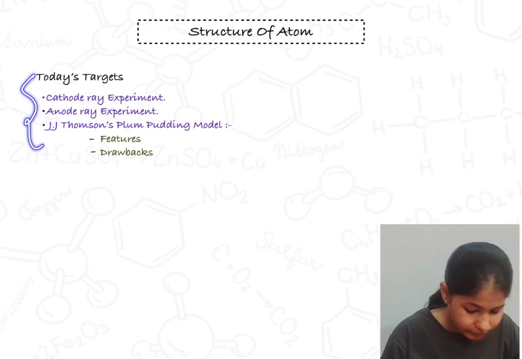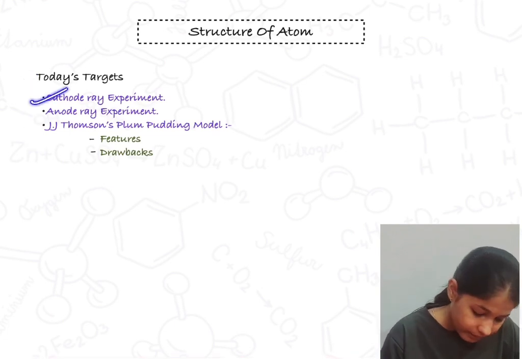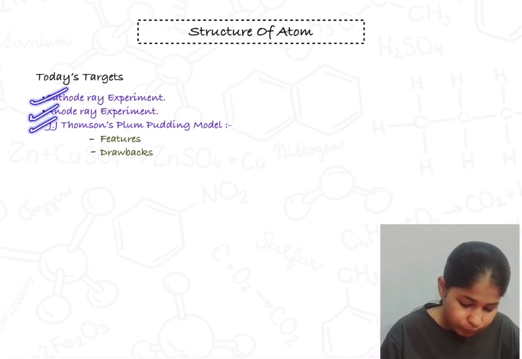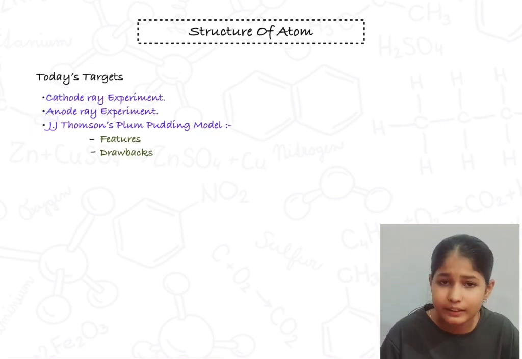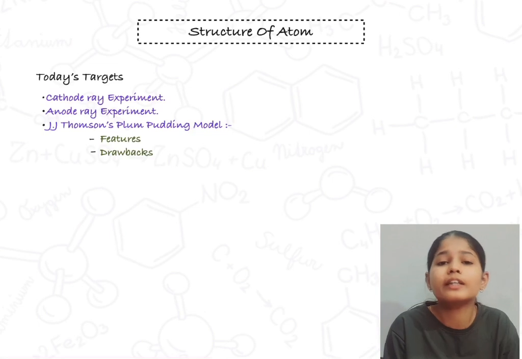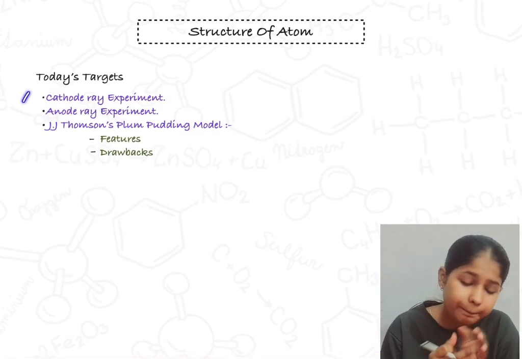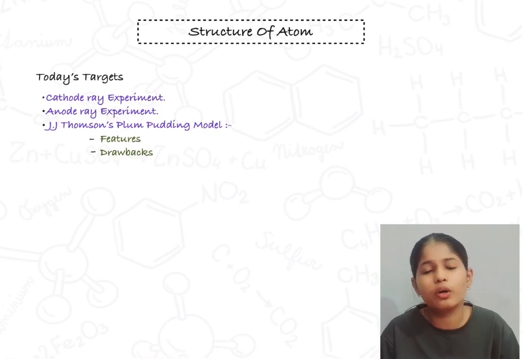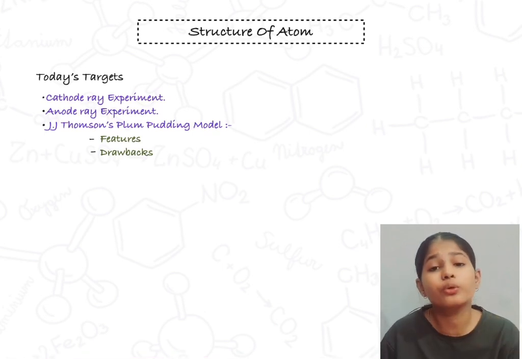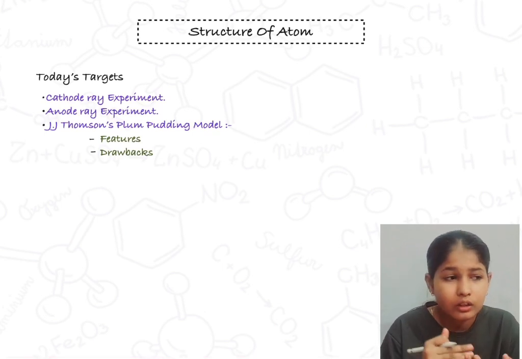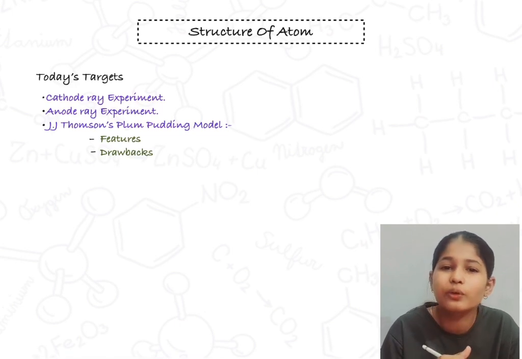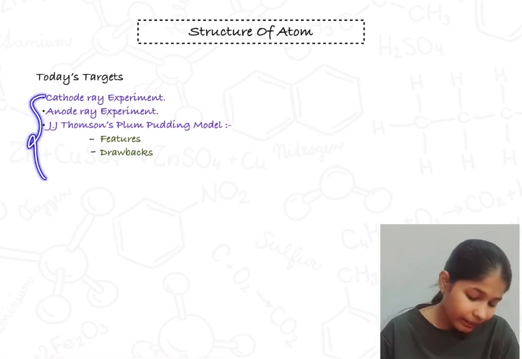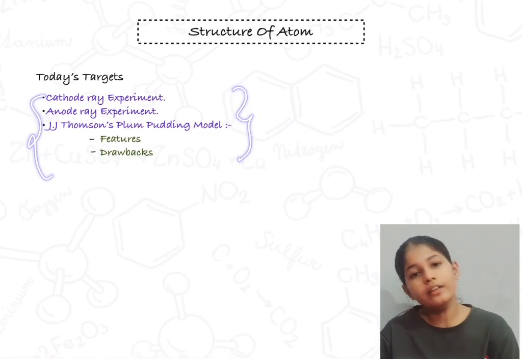What is our today's topic? Our today's target is the cathode ray experiment, anode ray experiment, J.J. Thomson's plum pudding model. Actually these topics are given so that you can start from the basics and understand each and everything, and it is just for making your base strong. Even if you can't recall the things which you have already studied in class 9, there is nothing to worry about. You will understand each and every topic in this chapter.